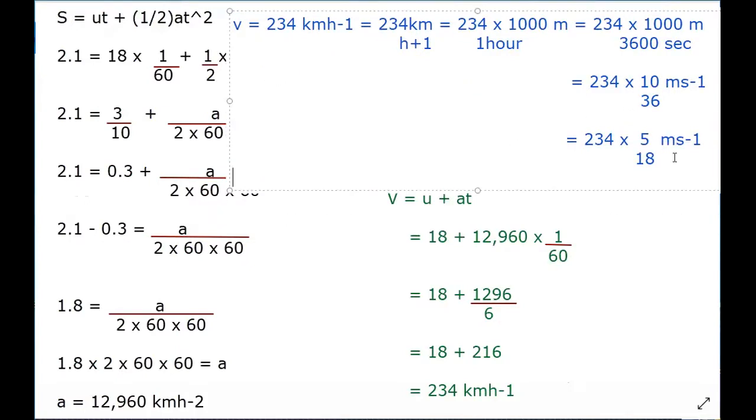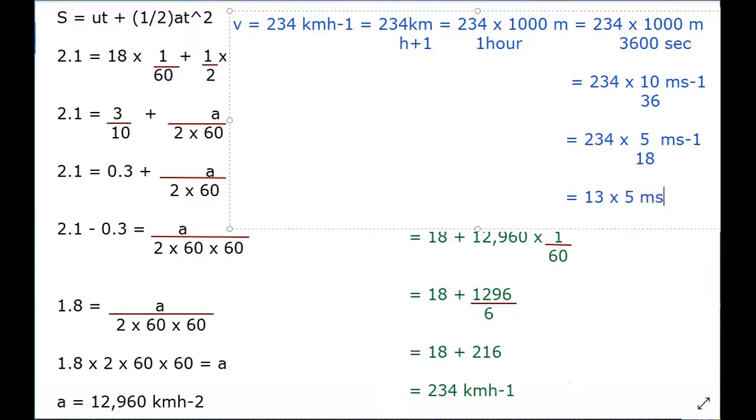So now we have to divide this 234 by 18. What is 234 divided by 18? Somebody? 13. What about others? Do you agree with him? 234 divided by 18 is 13. Yes, very good. Multiply by 5.